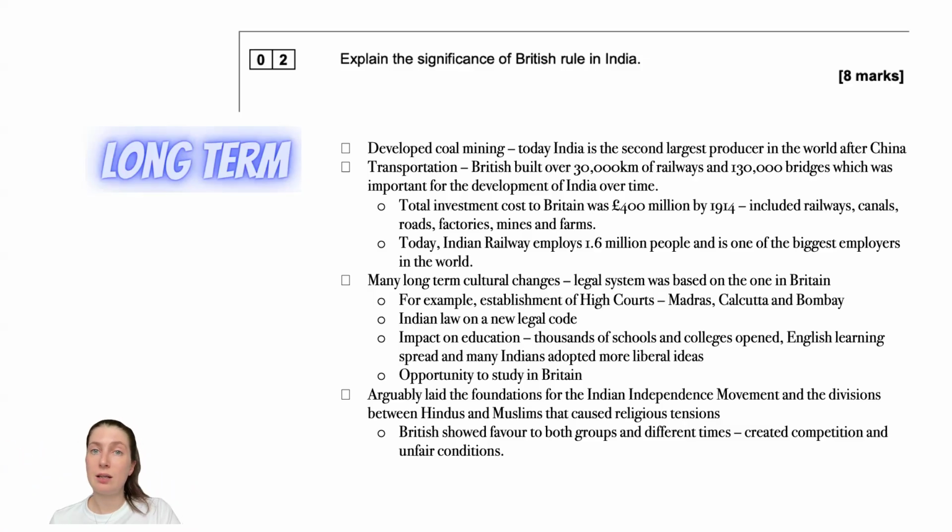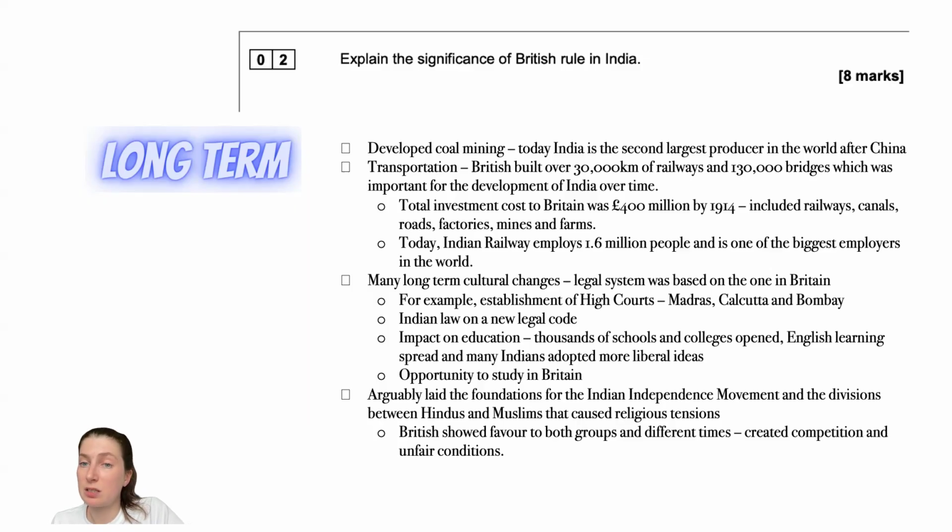So I'd really try and link your long term points if you can to the present. In a lot of cases, you can do that. For example, if you're thinking about the Vikings, you could think about how our days of the week still link in the long term to the Norse gods. So Thursday, Thor, Friday, Freya. That's a very obvious long term significance point because it's still happening today. In terms of transportation, the British built over 30,000 kilometres of railways and 130,000 bridges, important for the development of India over time.